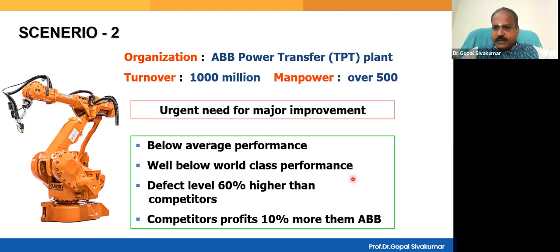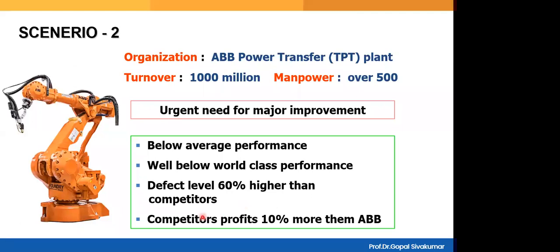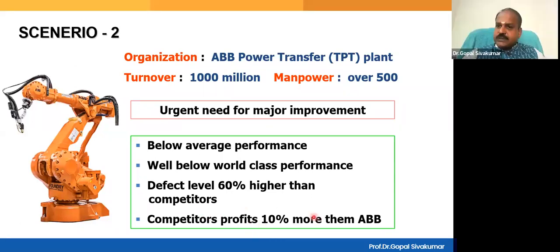They had a benchmark. They had some reference. They know companies are performing better. And similarly, their defect level, 60% higher than the competitor. You need to carefully understand the language. Defect rate is not 60%. Defect rate is 60% higher compared to competitor. And competitors profit 10% more than ABB.